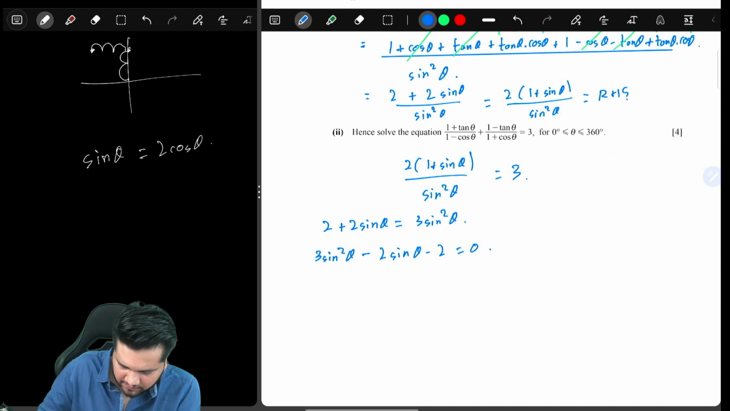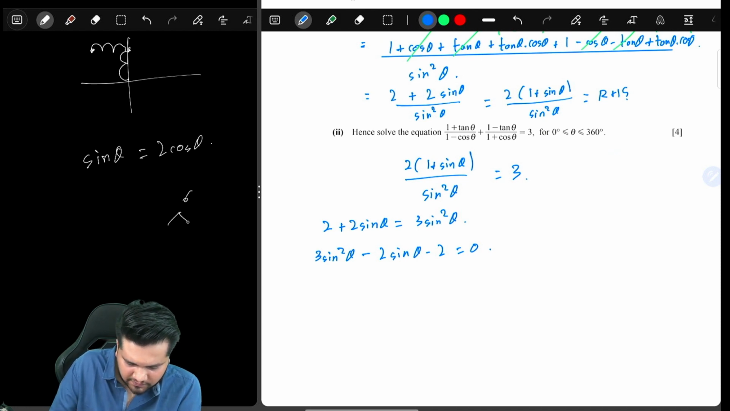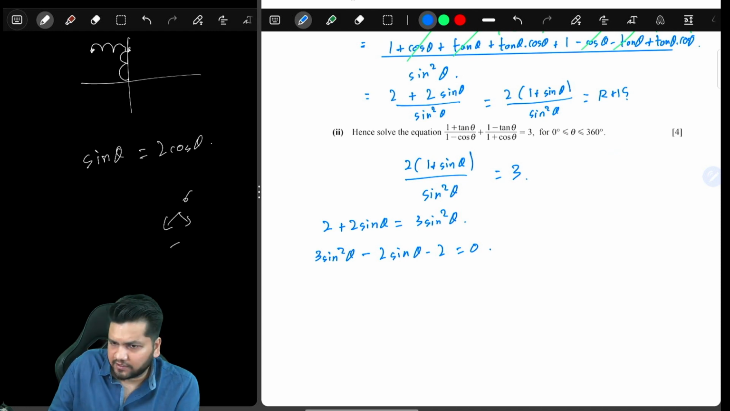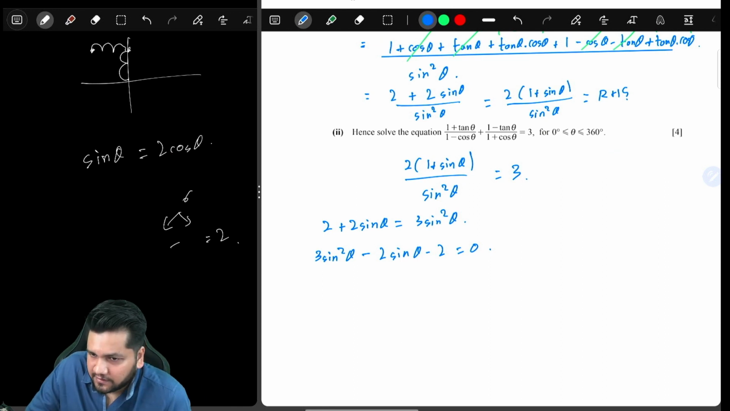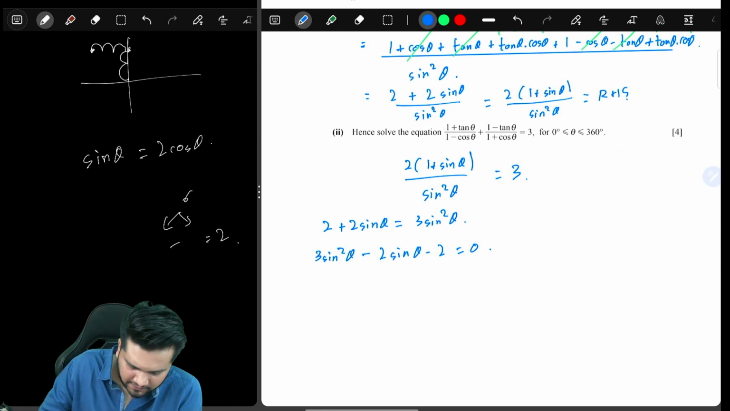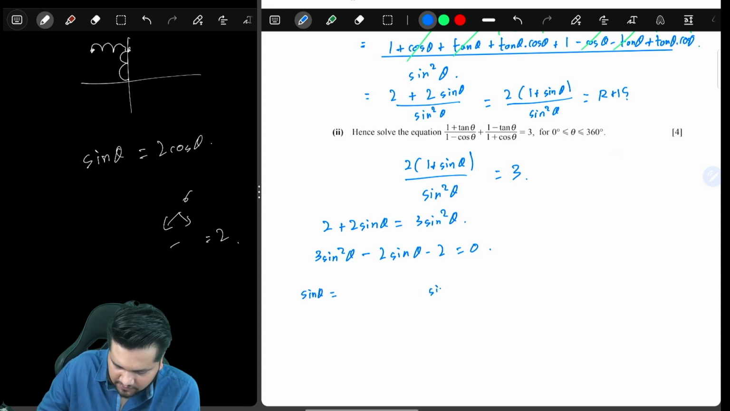Now 3 into 2 is nothing but 6. We'll have to factorize 6 in such a way whose difference is 2, generally splitting the middle term will work. Oh, it's not possible. Generally it works, but here it didn't. So I would suggest you directly use a calculator and get the values. Otherwise, it's going to be sine theta is equal to something and sine theta is equal to something.